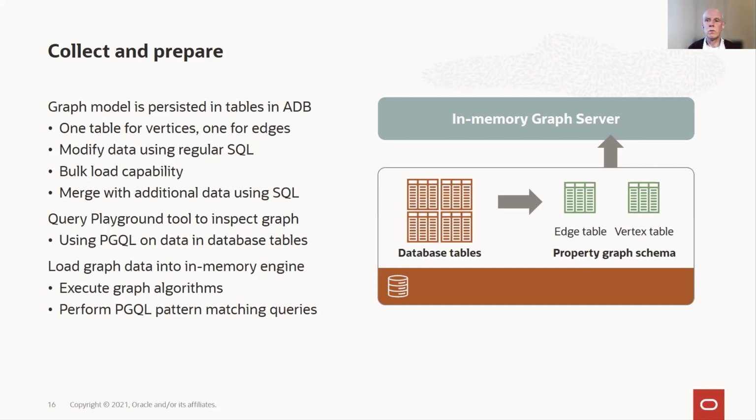So you need SQL to bulk load data into the tables or modify data or whatever. But you can also use what we call the property graph query language on top of these tables to query or to modify the data down in the database. That's what happens in the autonomous database.